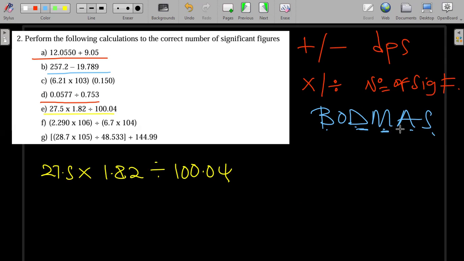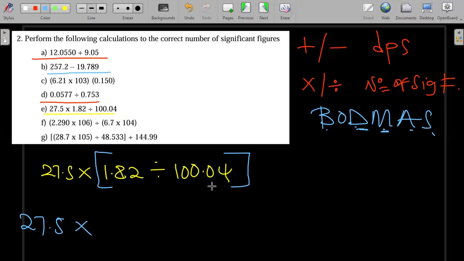So what are we going to do there? We're first going to divide or we're first going to multiply? What do you think we should do? We divide the 1.82 divided by the other one. Okay, yeah. Divide. So let's start. So you're saying we start with this, right? Yes. Okay, let's divide. So we have 27.5 multiplied by the answer that will come out from here.